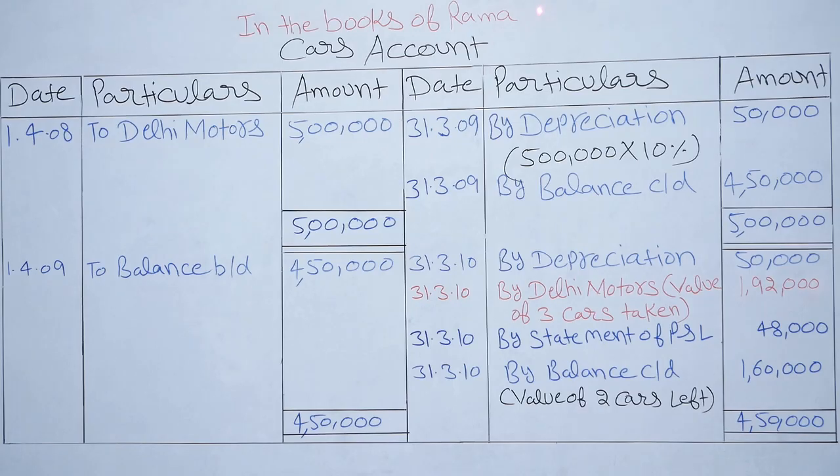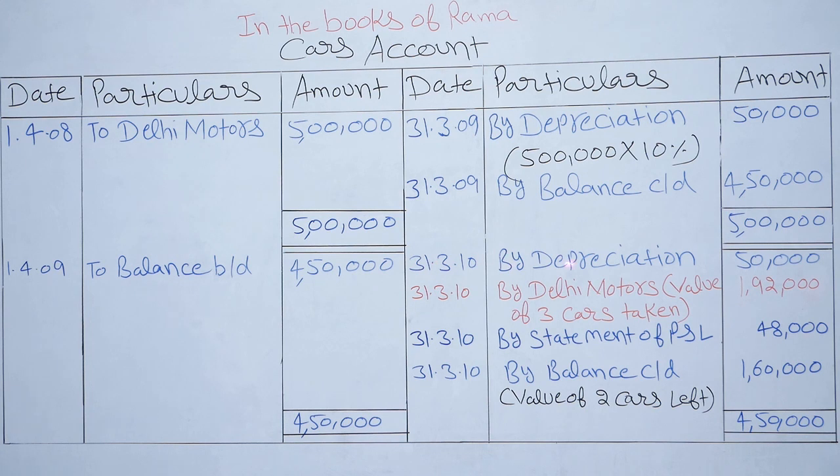In the books of hire purchaser, cars account: date, particulars, amount, date, particulars, amount. 1st April 2008, this is car purchase entry, to Delhi Motors 5 lakh rupees. We will charge depreciation on 31st March every year. Depreciation rate is 10%, method is straight line method. So 5 lakh into 10%, then we get 50,000 as depreciation. By balance carried down 4,50,000. This balance will be brought down to the next year. 1st April 2009, to balance brought down 4,50,000.